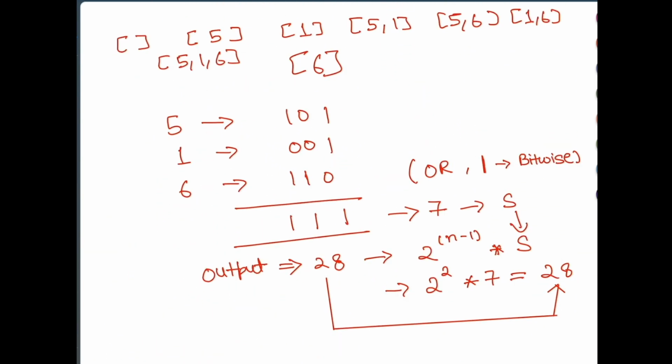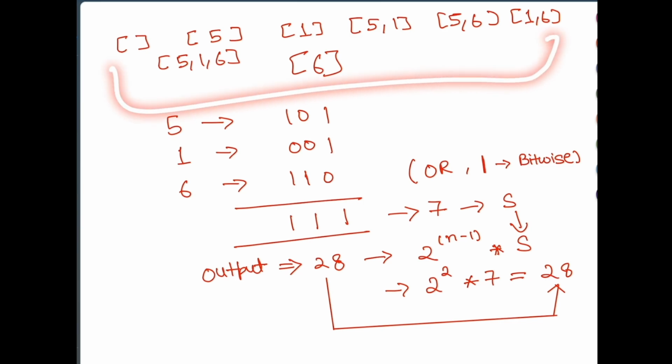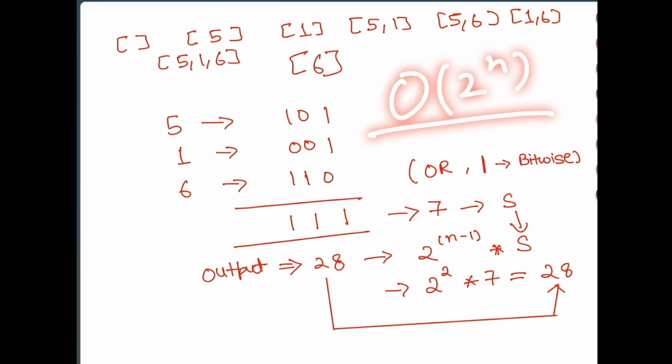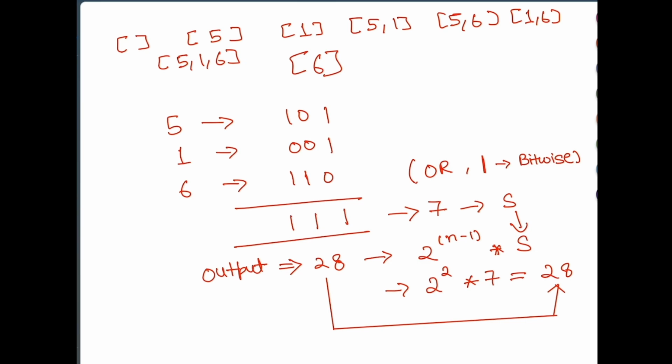So right now what you see on the screen is these are your subsets of your given elements 5, 1, 6. Now we are not going to calculate the subsets, and the reason is if we calculate the subsets, this is again going to take O of 2 to the power n complexity. What we are going to do is take advantage of bitwise operations and their properties. So for example, if these are your subsets, the output is 28, right? You are getting the output as 28.